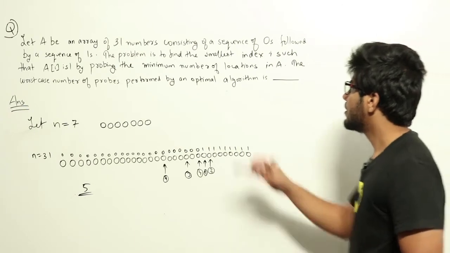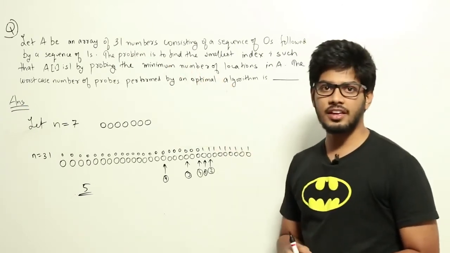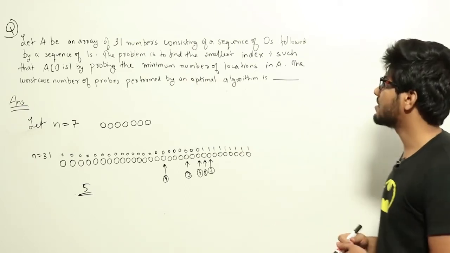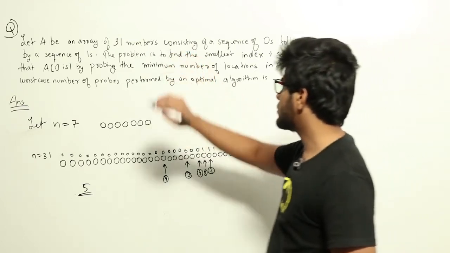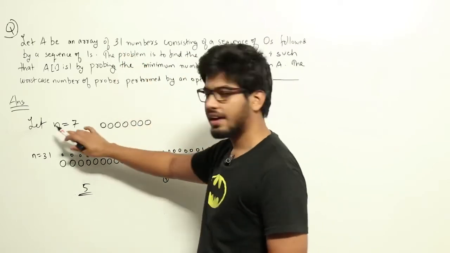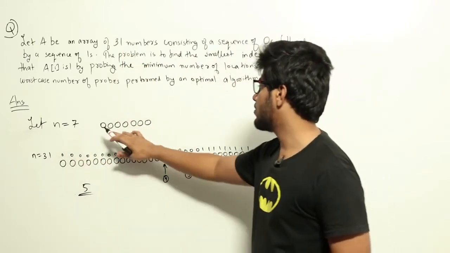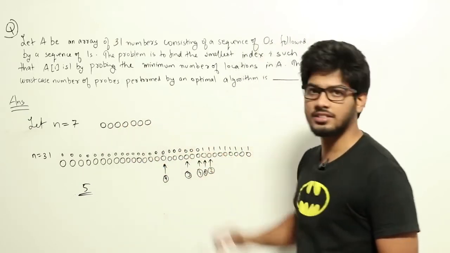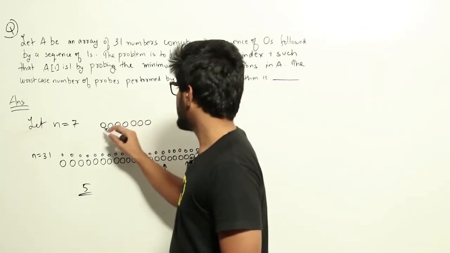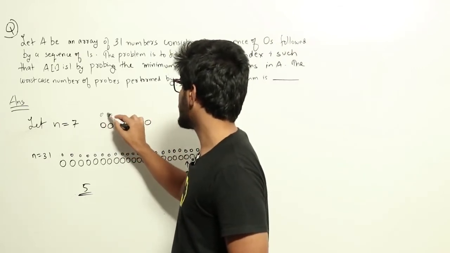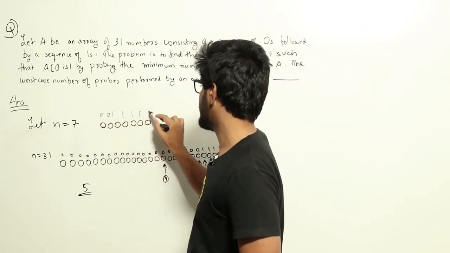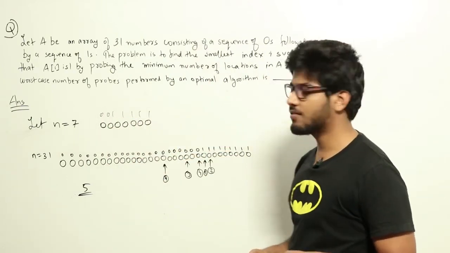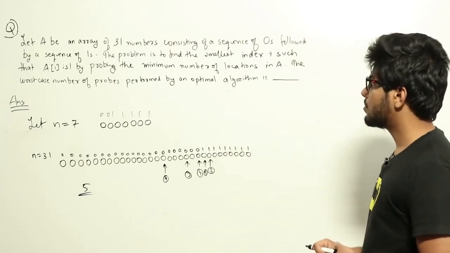So if you look at this array, it will be a sorted array, and we need to find out the index where zeros end and ones start. So we can use binary search for that. First I will show it with an array of smaller numbers. Let us consider an array of seven numbers. These are not zeros, these are the seven locations. And suppose the numbers associated with these are 0, 0, 1, 1, 1, 1, 1. So this is the index where ones start. We need to find out this index, and they are asking what's the worst case number of probes needed.